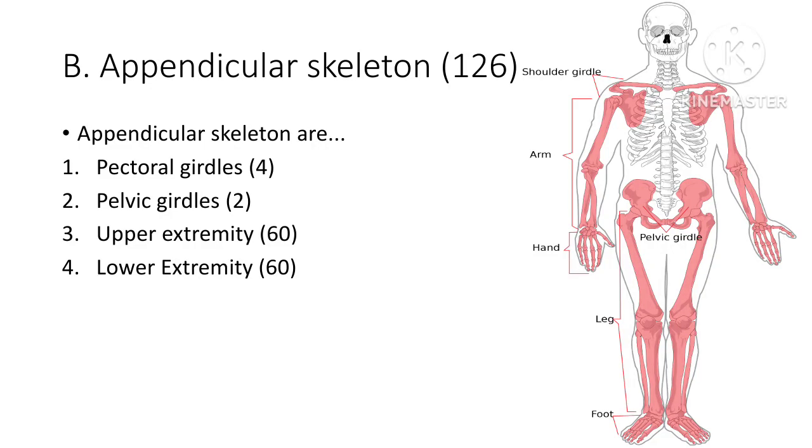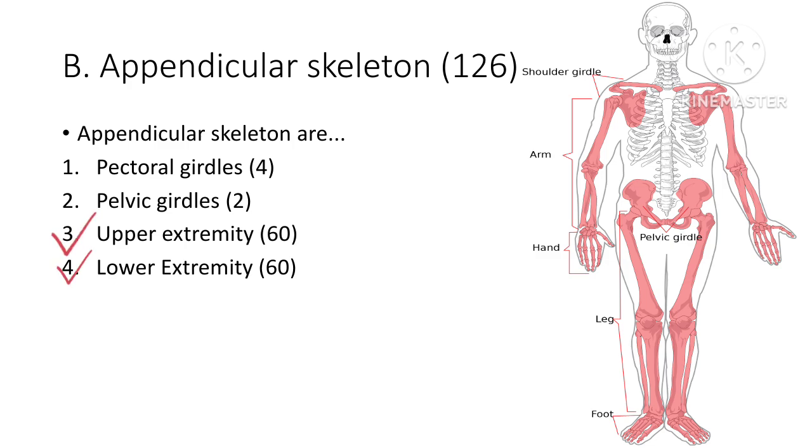In the previous session we have already studied the axial skeleton. Next is the appendicular skeleton. The appendicular skeleton plays a crucial role in supporting the body's weight and allowing movement. It consists of the bones of the limbs and their associated girdles.